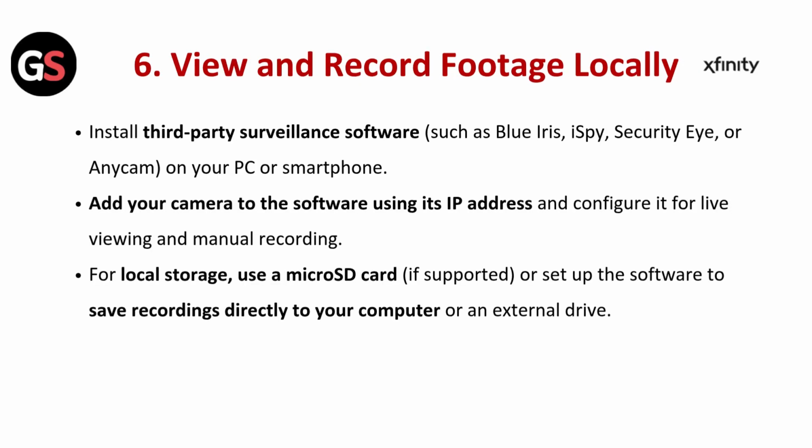6. View and record footage locally. Install third-party surveillance software, such as Blue Iris, iSpy, Security Eye, or Anycam, on your PC or smartphone. Add your camera to the software using its IP address and configure it for live viewing and manual recording. For local storage, use a microSD card, if supported, or set up the software to save recordings directly to your computer or an external drive.